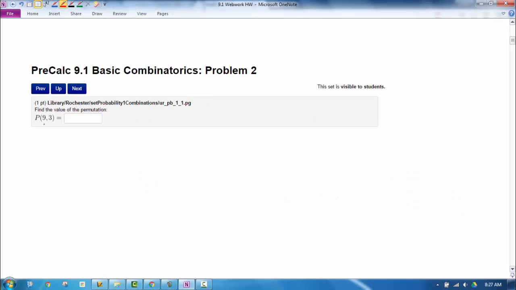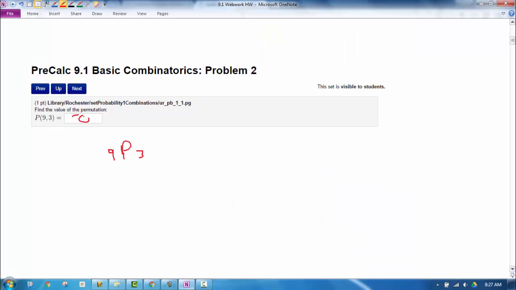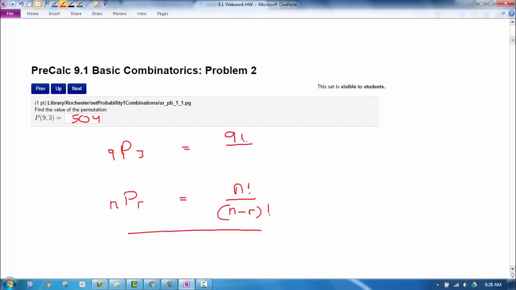Okay, the next problem wants to find the value of this permutation. This is 9P3, and we can do this in the calculator by hitting 9, going to math, scrolling over to probability, and then going down to 2. And then that puts the P there, and then hit the 3, and you get your answer, which is 504. Another way to do this is with the formula right here that I gave you guys in the notes and in the book. It's 9 factorial over 9 minus 3 factorial, which would be 6 factorial, which gives you the same 504.